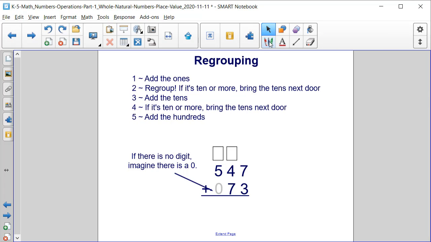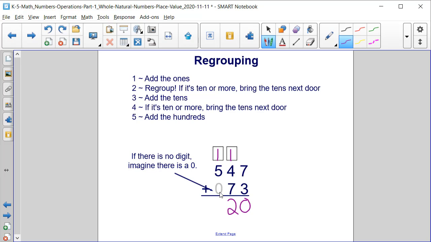Let's try another. We're going to again go through the same steps. So first add the numbers in the ones column. 7 plus 3. Well, that is 10. That means there are 0 ones. If it's 10 or more, bring the tens next door. So then we have 1 plus 4, which is 5. 5 plus 7 is 12. That's a 2 in this column. If it's 10 or more, bring the tens next door. So we put the other 1 above here for that 10. And then we have 1 plus 5, which is 6.